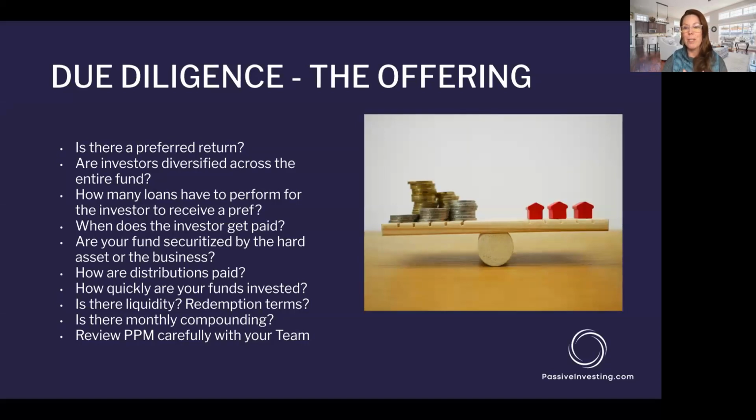Our average deployment timeline is right around 2.5 weeks right now. We want to see quick deployment so you can start earning that preferred return pretty quickly. Okay, is there liquidity? This is kind of like a bonus. Are there liquidity features? Are there redemption terms? Are your funds locked up for a period of time?